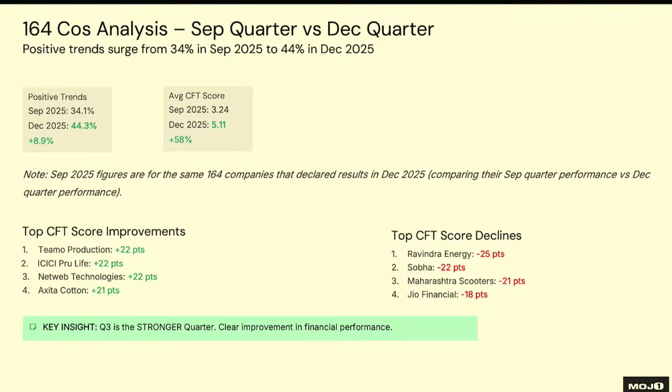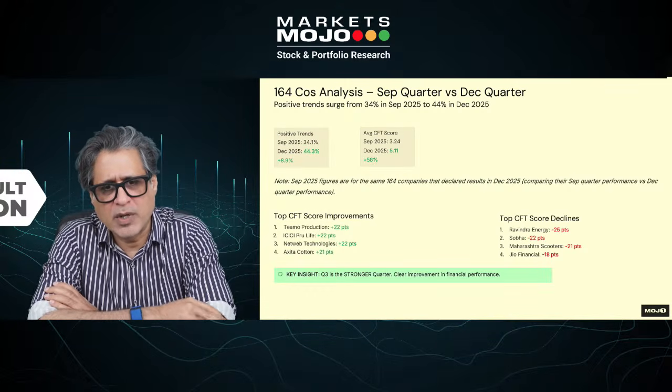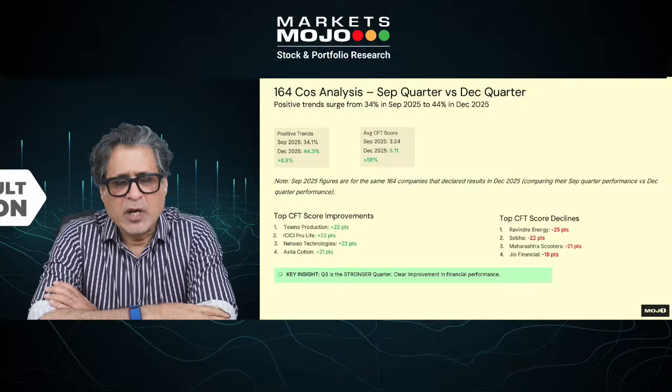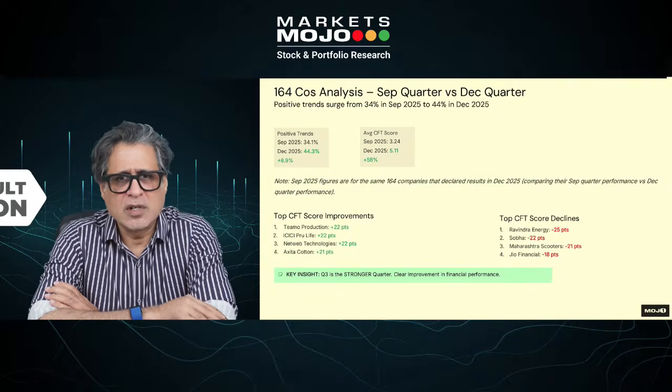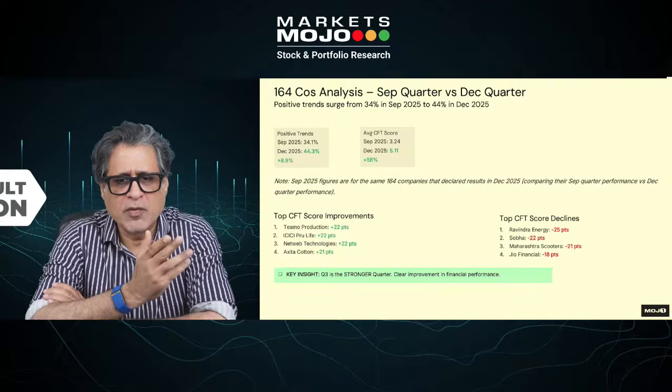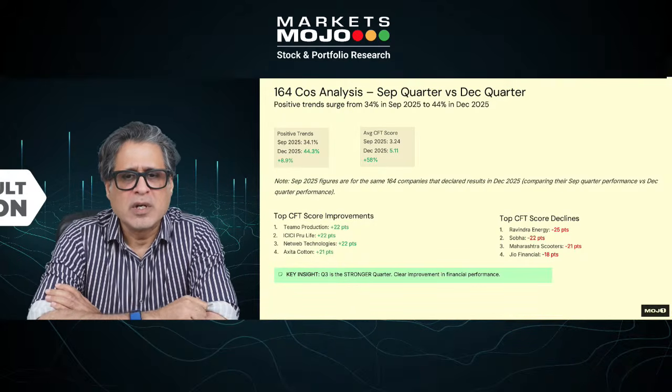That is good improvement quarter on quarter if you see September quarter versus December quarter. Now let's look at some of the top CFT improvements and some of the top CFT declines in these 164 companies. TMO production, this also has micro cap, so you may not have heard certain companies' names, but some of the companies you will know. TMO production, 22 points improvement.